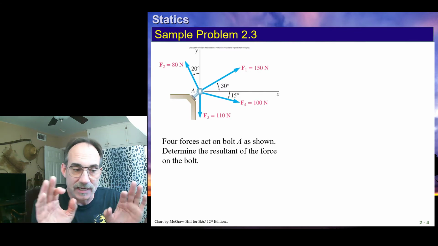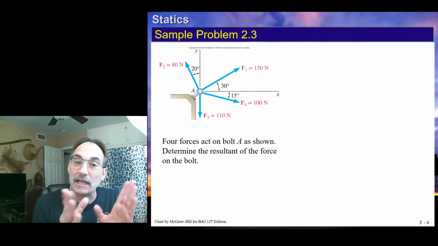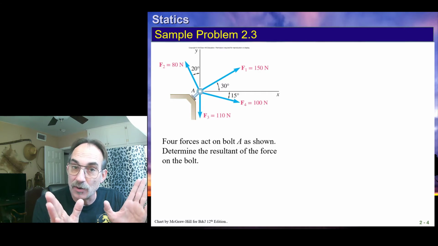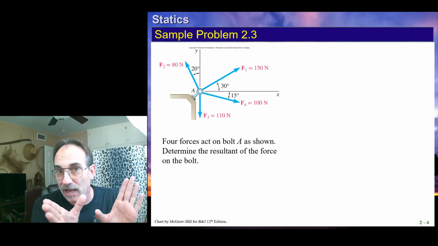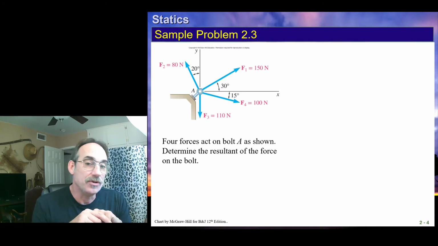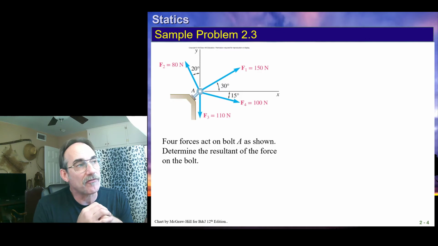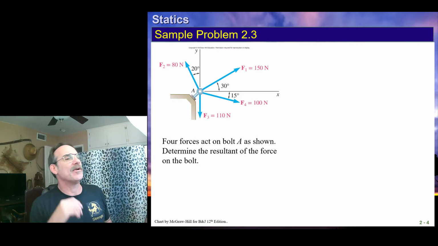You're going to make sure you studied Lecture 2 enough to really be able to nail those components using sine and cosine. And now we're going to use Lecture 3 to evaluate those rectangular components using unit vectors. Okay? So here's our first problem, sample 2-3. This is out of Beer and Johnson.